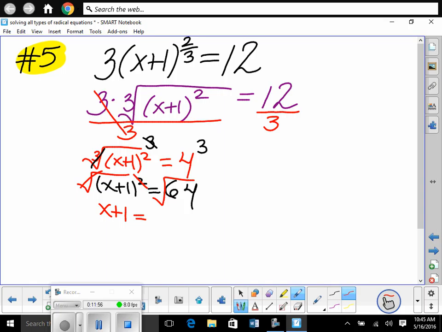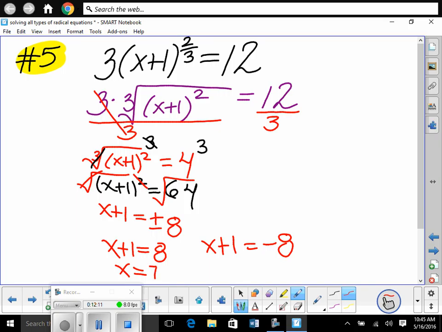So we have the square root of 64, that's plus and minus 8. So we really know that x plus 1 is equal to 8. We know it's x plus 1 is equal to negative 8. Then solving for x in each case, we minus 1, so 7. Then we minus 1, so that would be x is equal to negative 9.